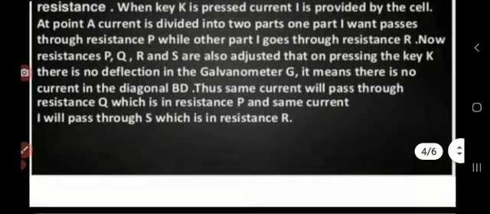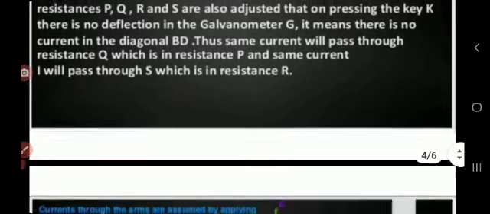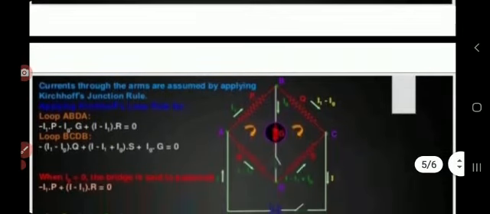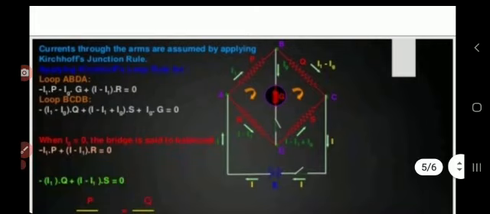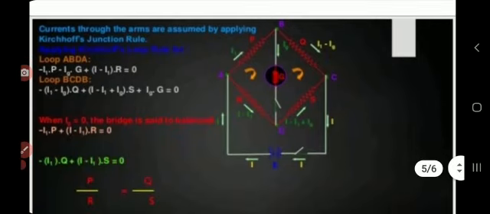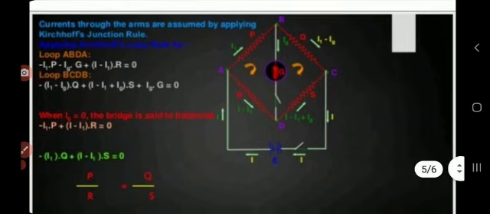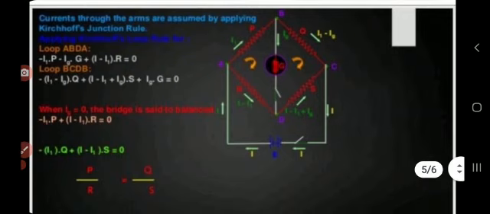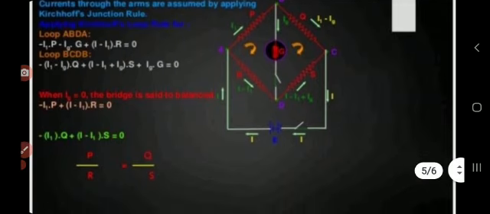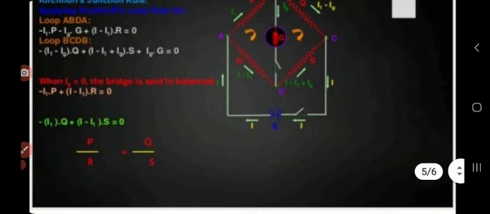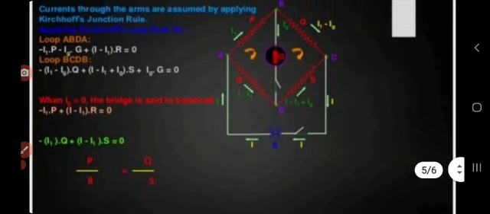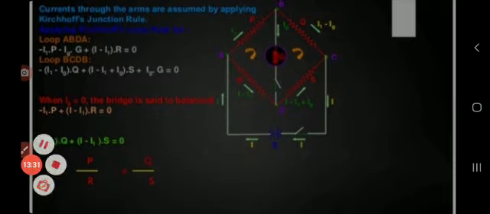Now, how does it work? We already did this. When current is passed, it gets distributed, and here we get the balanced condition of the Wheatstone bridge, that is P by Q equal to R by S. Here P, Q and R are known, and we easily find out the value of the unknown resistance. So in this way, the Wheatstone bridge works.